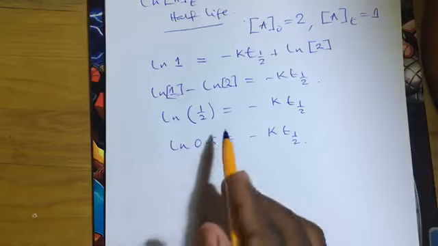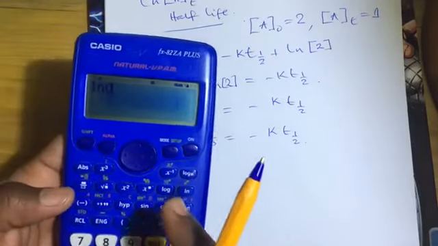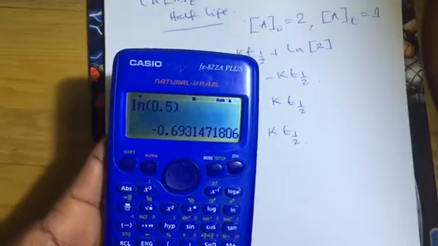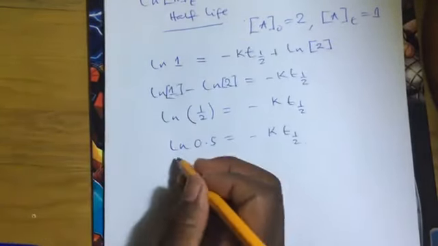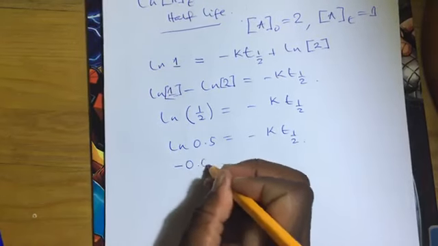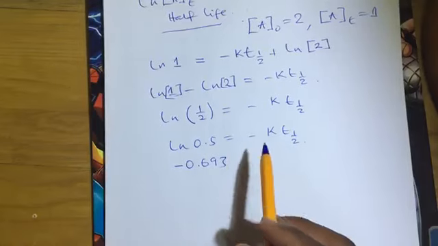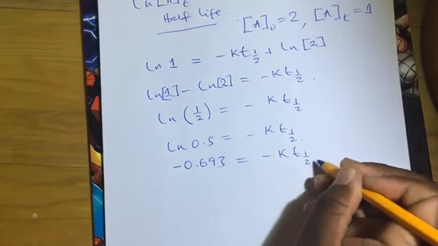Now we can plug in ln 0.5 in our calculator. You should know this is 0.693. So ln 0.5 is negative 0.693. The negative is important because it will cancel out with this other one. Negative 0.693 is equal to negative kt half.